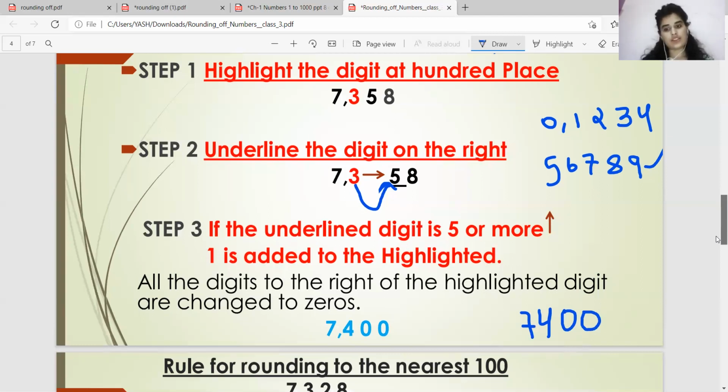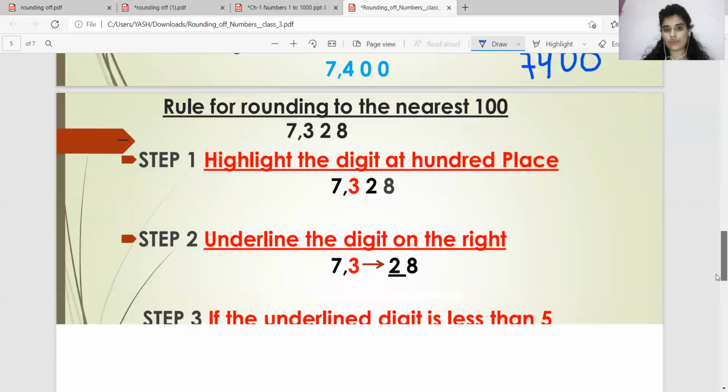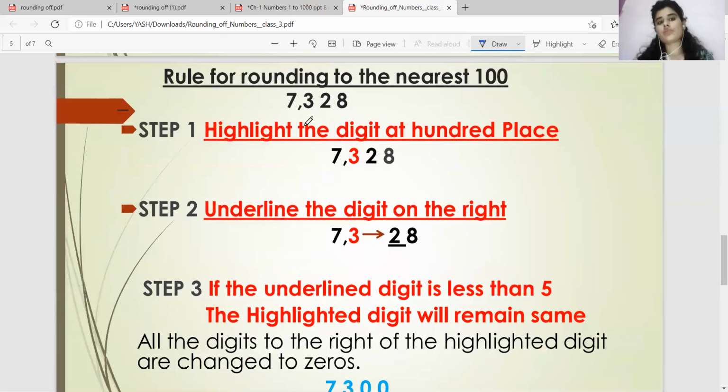This is how we convert 7,358 to the nearest hundreds. Now let's go to the next question. Here the next question is 7,328, and we have to round off to the nearest hundreds. The steps will be the same. The first step is to highlight the hundreds place. Here the hundreds place digit is 3. So highlight this digit and check the right side digit.